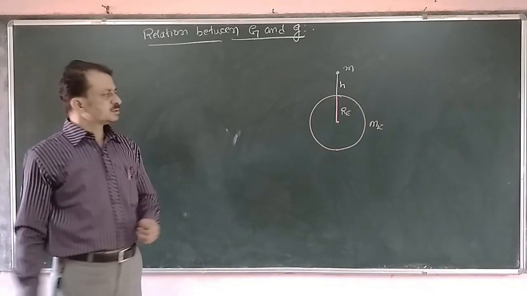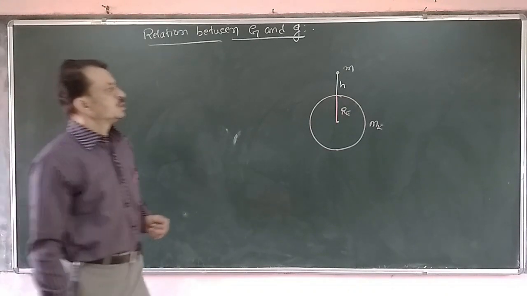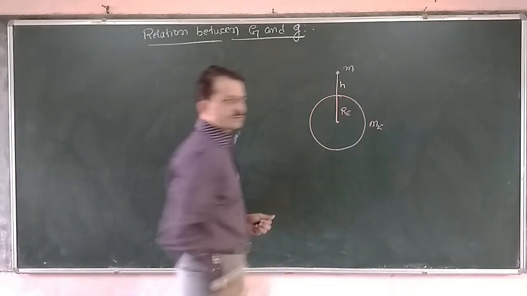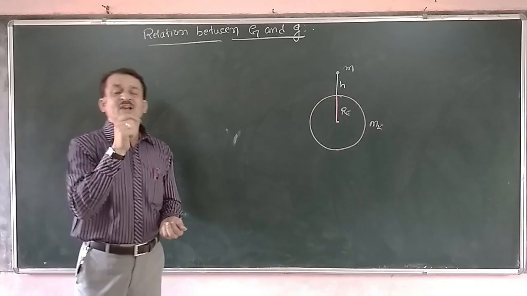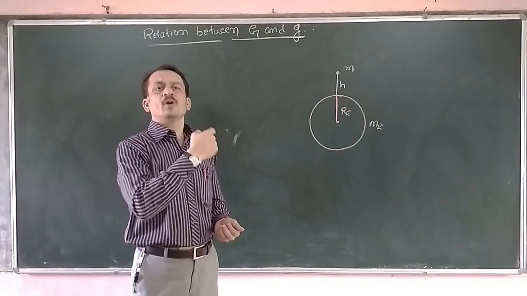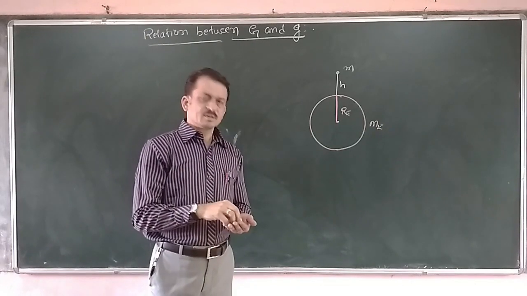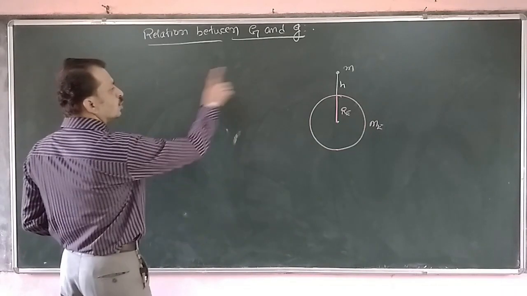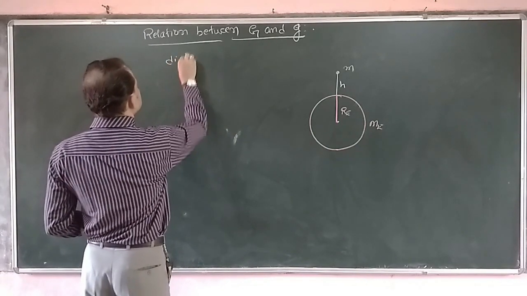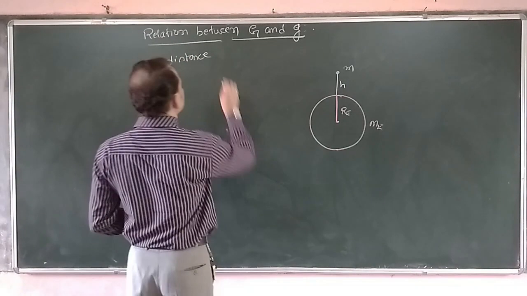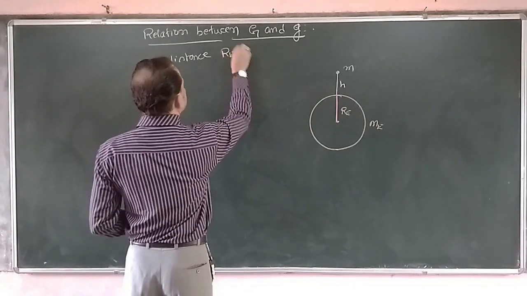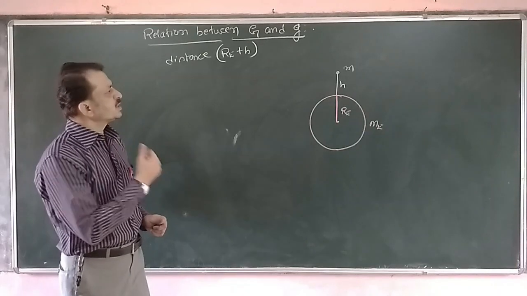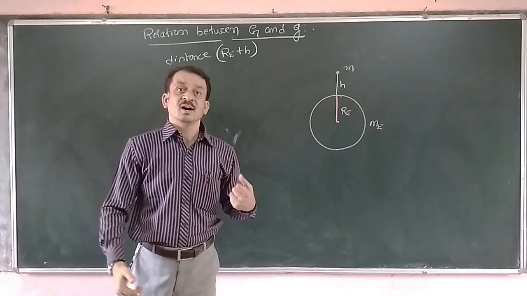We have considered the earth of mass ME and radius RE. Now consider a point object of mass m at a certain height h from the surface of the earth. Now what is the actual distance of that point object from the center of the earth? For that we have to add the radius to the height. So the actual distance between the two is RE plus h. That means that point mass is at a distance of RE plus h from the center of the earth.